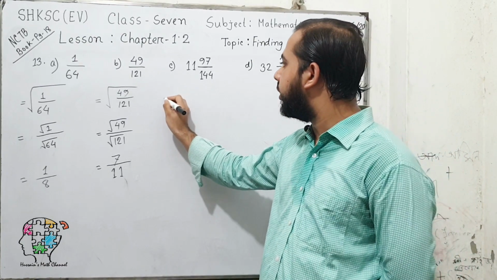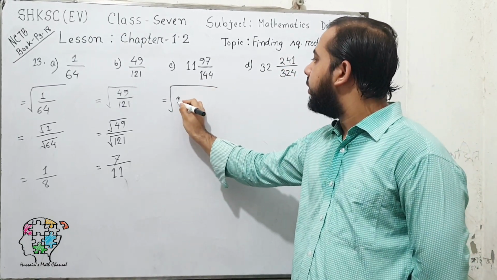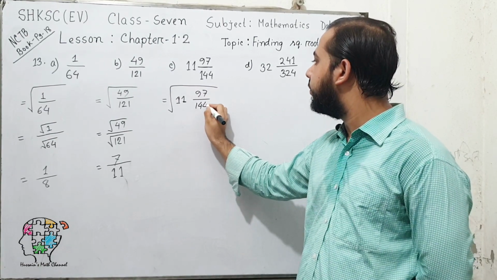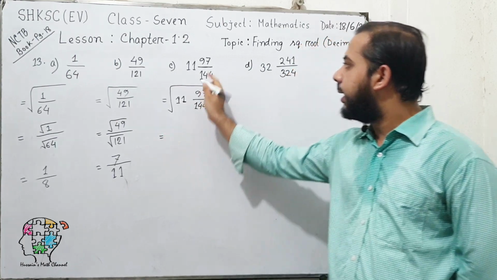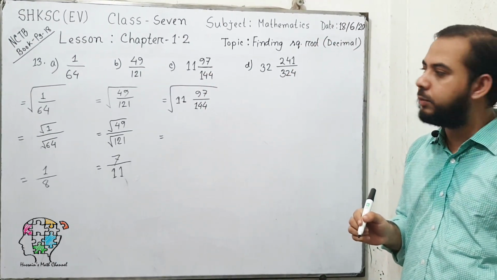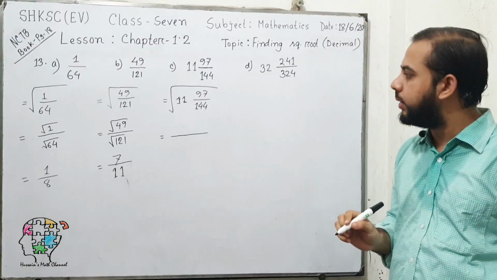Now move on to question number C. Square root of 11 and 97 by 144. Here you can see the fraction is given as a mixed fraction. So at first we have to make it an improper fraction to find the square root. To make it an improper fraction, we have to multiply 11 and 144 at first.